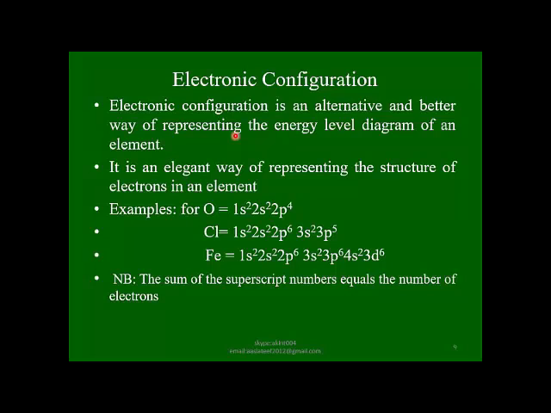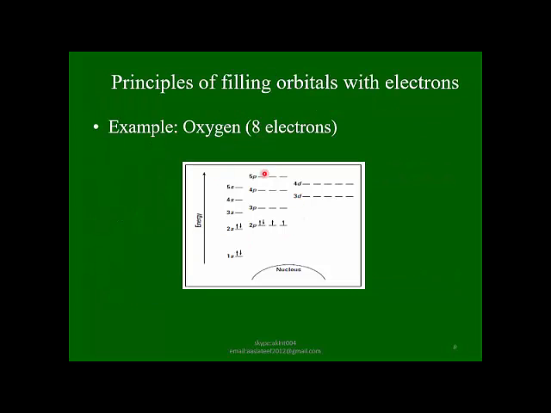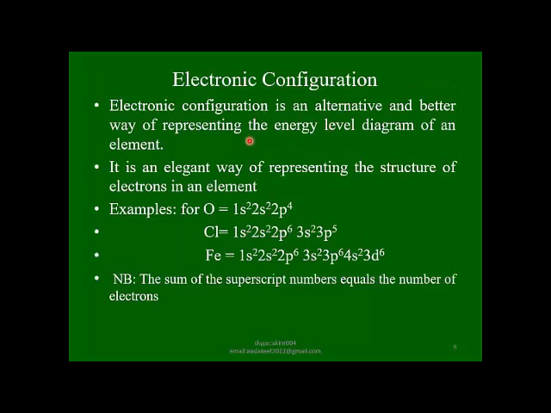So going to the concept of electronic configuration properly. Electronic configuration is an alternative and a better way of representing the energy level diagram of an element, because as we have seen, this one is too cumbersome. So we need a more scientific and brief way of representing the same information that we have put here. That is what we want to do with electronic configuration. It is an elegant way of representing the structure of electrons in an element, as I've said.